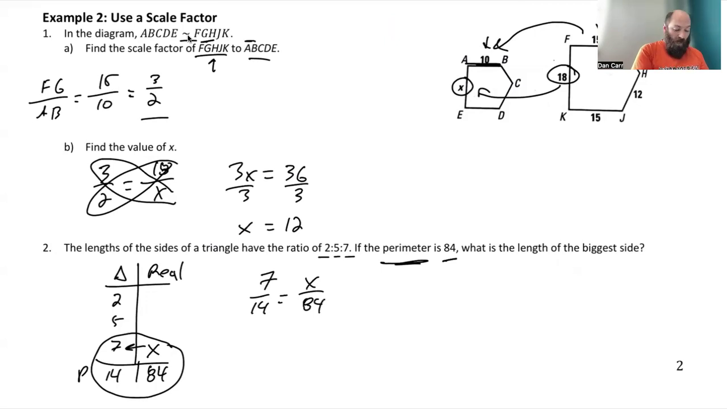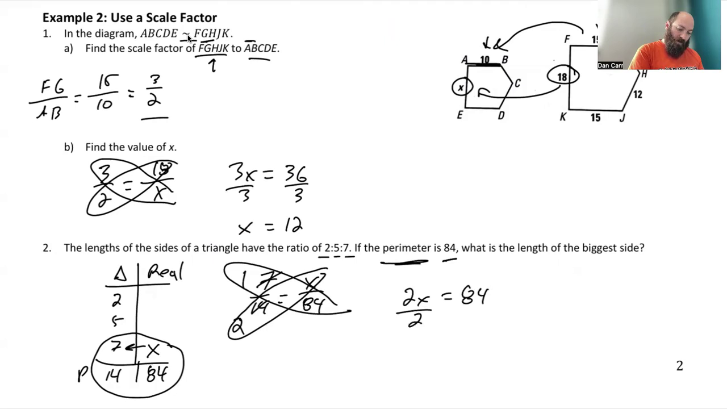So now I will take this, I'm going to just divide by 7, make it a 1, and divide by 7, make it a 2. A little bit easier if I make it smaller numbers, in my opinion. Now I can cross multiply with 2 times x, so 2x. 1 times 84 is 84. Divide both sides by 2, and I get x is equal to 41. So that's going to be my length of the biggest side, which doesn't have any units here.